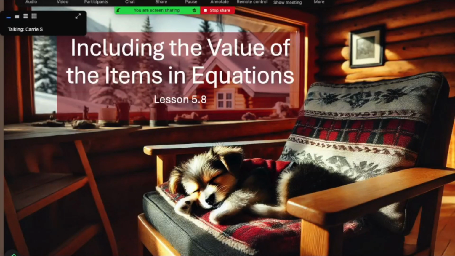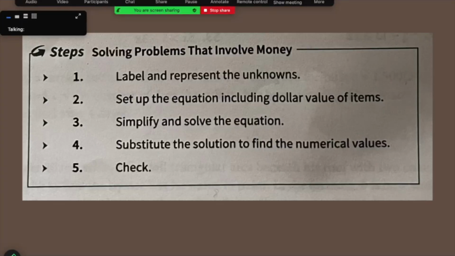We're going to be including a value of the items in the equations. We've been doing word problems for a while, and they're giving you little teeny steps here and there to be able to solve these equations. We're doing 5.8, and now we're going to do mostly money today with this. So they've given you some steps.